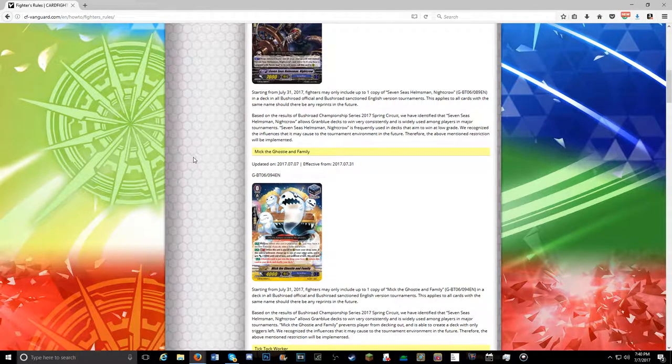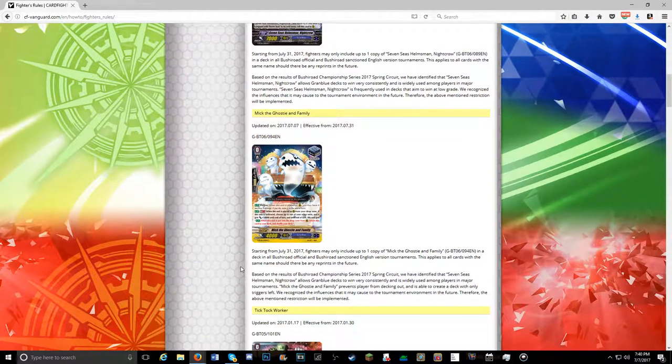Moving on to the second card that's been restricted to 1 copy a deck, Mike the Ghosty and Family. So, its skill, just in case you don't know, is Hollow, so at the end of turn, you retire this card. When this unit is placed on rear from Drop Zone, this unit is Hollowed. If this unit is Hollowed, choose up to 1 of your other rear units, and it gets 10k until end of turn, and at the end of this turn, this unit is put into the Drop Zone from rear, return this card to your deck, and shuffle deck.